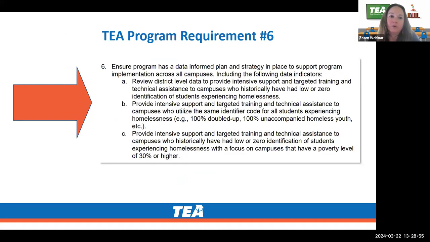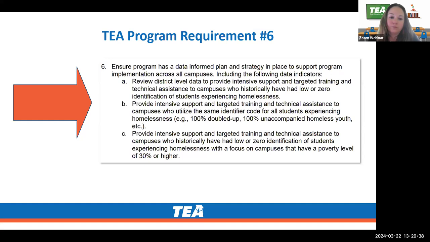TEA program requirement number 6. This is really looking at enhancing your data and how you are doing a data-informed plan and strategy to support students experiencing homelessness across all your campuses. It also means providing intensive and targeted training specifically to those campuses that are not identifying any students experiencing homelessness or have low identification, that have 100% doubled up or 100% unaccompanied homeless youth, or that have a poverty rate of 30% or higher.